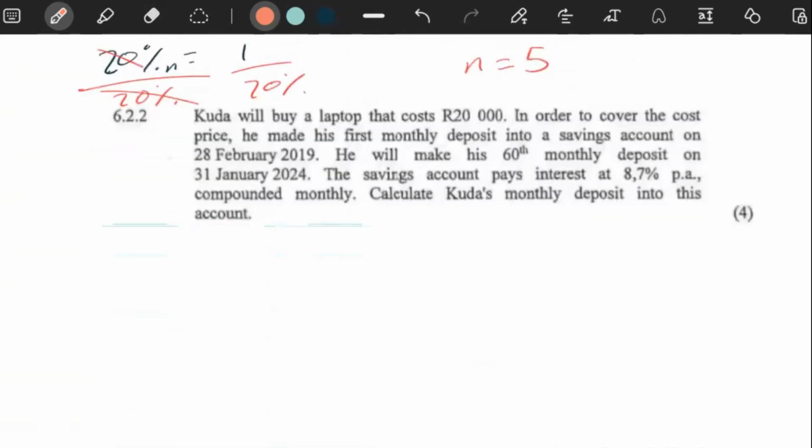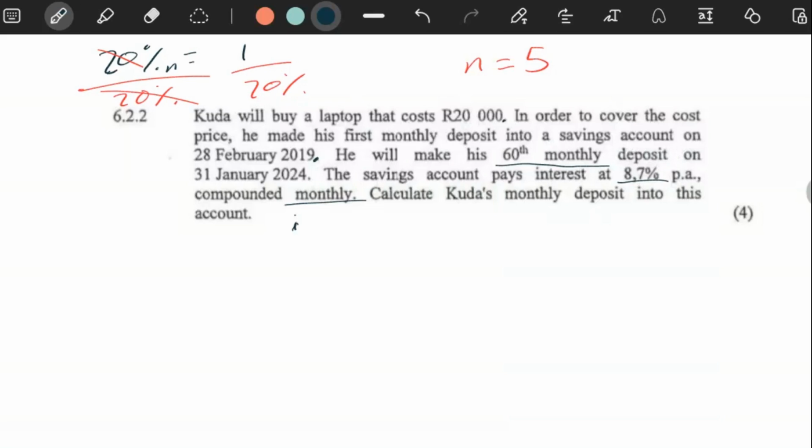6.2.2 says, Kuda will buy a laptop that costs 20,000, full stop. In order to cover the cost price, he made his first monthly deposit into a savings account on the 28th of January 2019. So this is a very important question. It says here, he will make his 60th monthly deposit in January 2024. The savings account pays 8.7% per annum, compounded monthly.